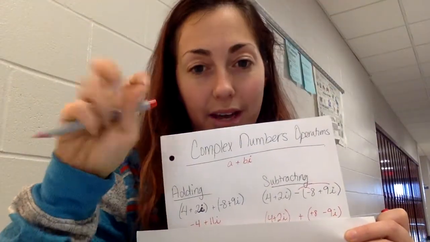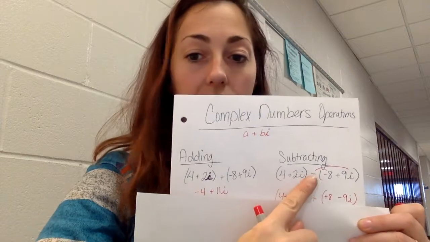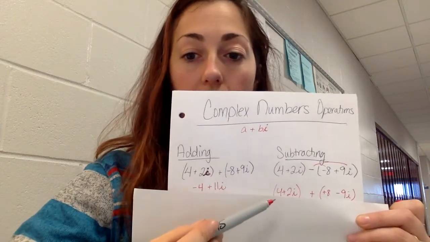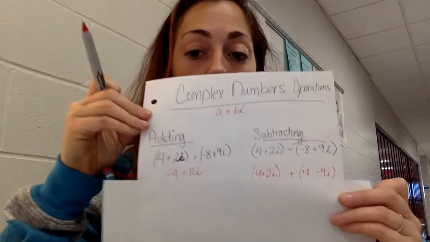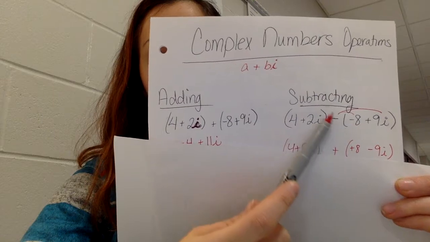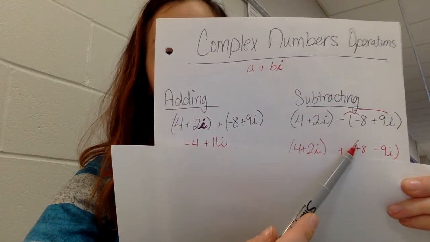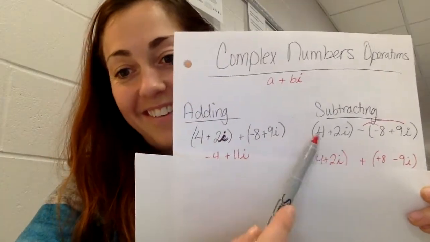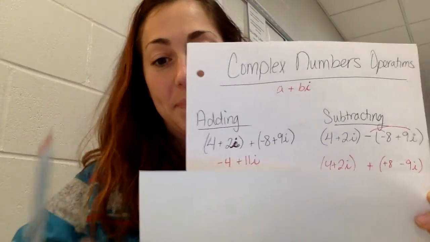And then subtracting over here, the only thing is with subtracting, you have to remember that you have to distribute the negative, because you have that negative sign there, you have to make sure that these are opposite signs. So we have 4 plus 2i, that doesn't change. And instead of -8, because we're adding the opposite, it becomes positive. And because instead of positive 9i, we have -9i.